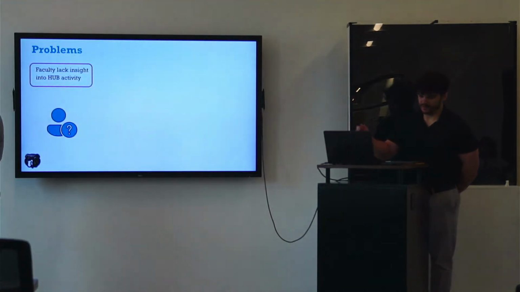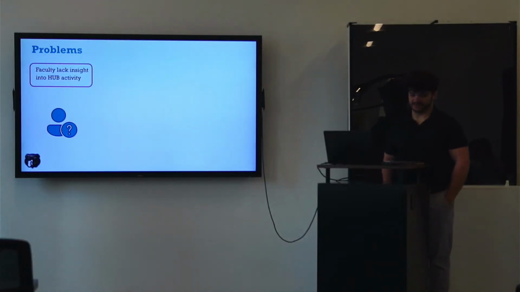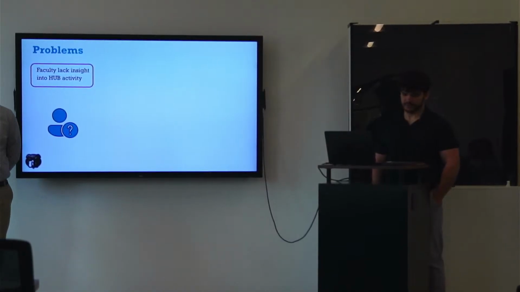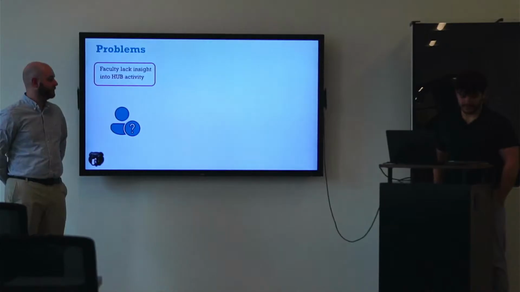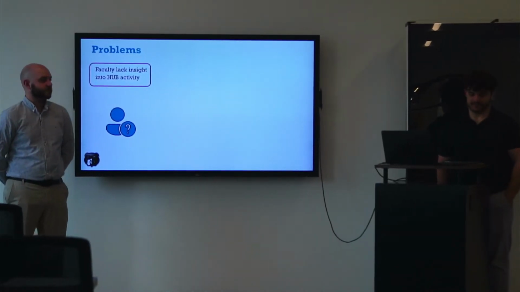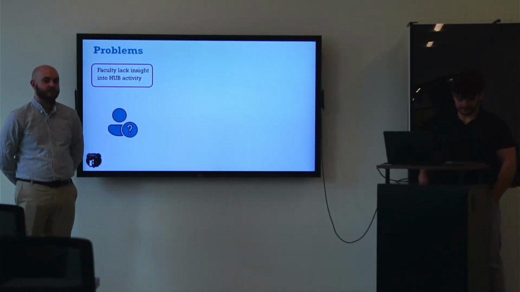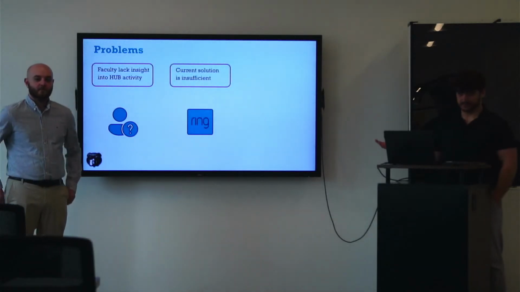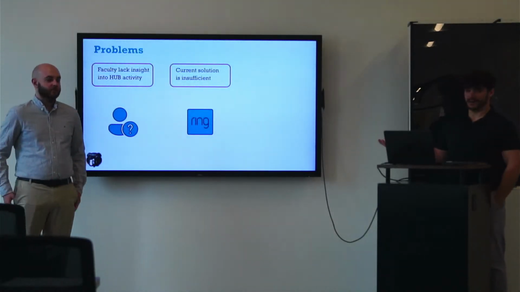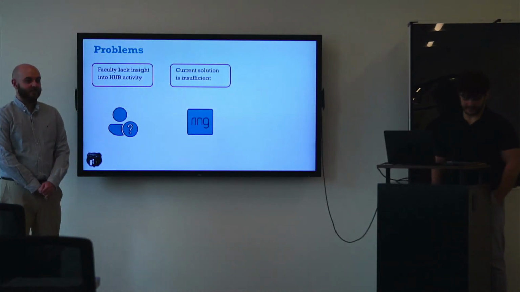All right, so there were some problems with the current implementation in the hub. Faculty lack insight into hub activity. Currently, faculty can't accurately determine important metrics, such as exactly how many students came into the hub, when they came into the hub, where they were, etc. And the current solution is insufficient. Right now, they use a Ring doorbell camera, and I think we could do a little better than that.